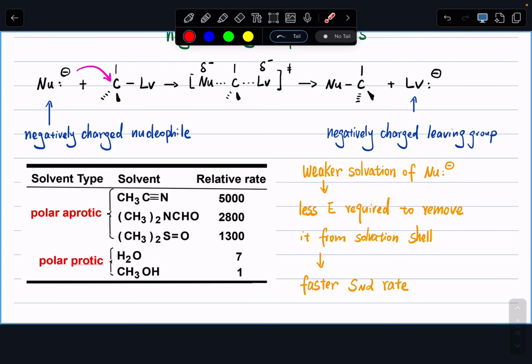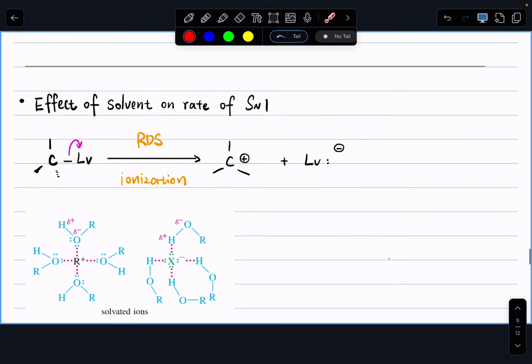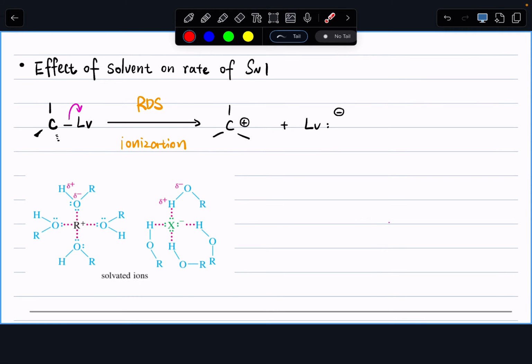So coming back to the rate of our SN2, the take-home message here is that the polar aprotic solvents are better solvents for SN2 reaction mechanisms. Alternatively, what about SN1? SN2 doesn't want the polar protic solvent or the hydrogen bond donor. If we're looking at the solvent for SN1, keep in mind that the key rate determining step of the SN1 reaction is the formation of my carbocation.